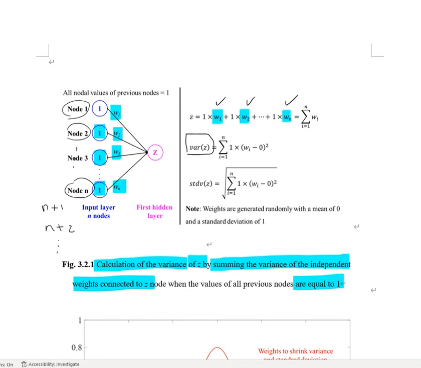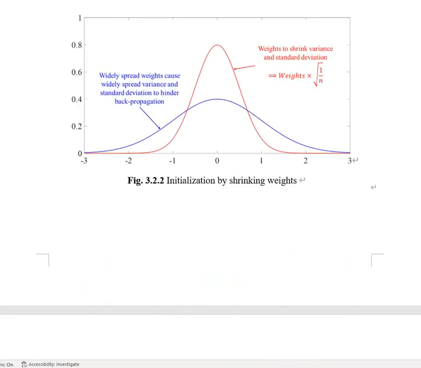And what's going to happen if we increase variance here by increasing the number of nodes right there? If we increase this, what's going to happen? The larger standard deviation of the nodal values at layer Z significantly spreads the normal distributions of the nodal values at Z.